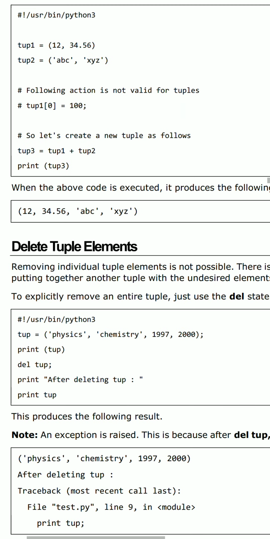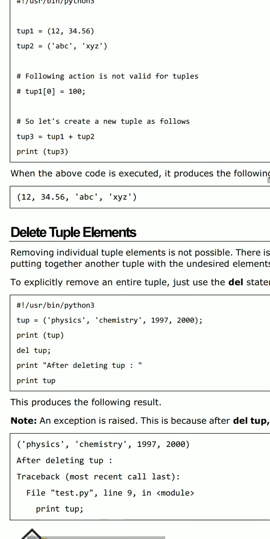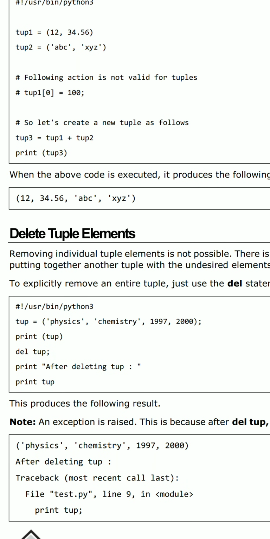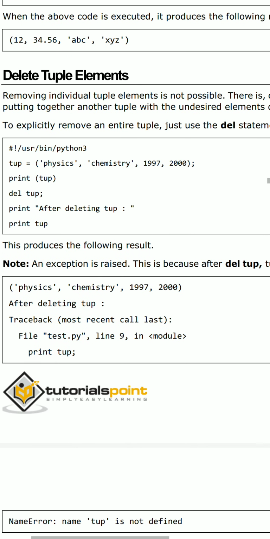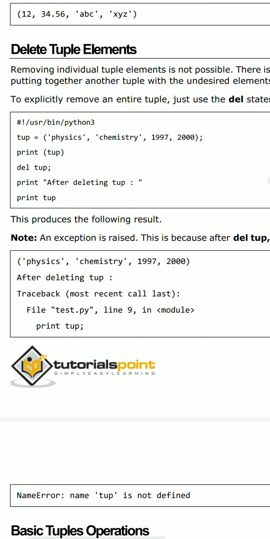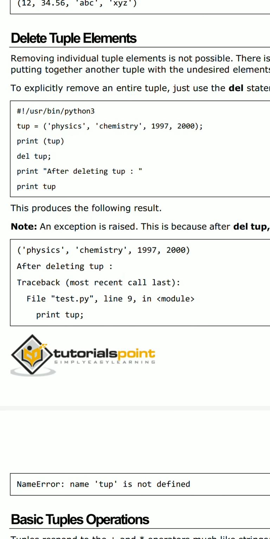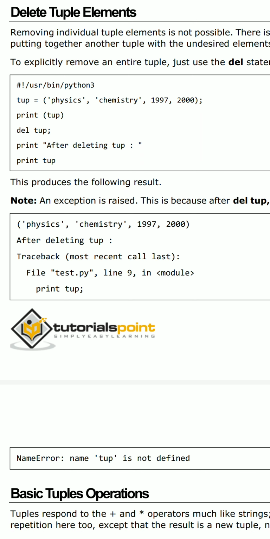So tuple 1 has the values 12 and 34.56, and next tuple 2 has two values, so all four values are printed onto the output screen. So this is about updating values in tuples. And next we have another concept in the tuple, which is deleting tuples. How do we delete tuples? Here I consider the program. I have a tuple with the values physics, chemistry, 1997 and 2000, and then here I am printing the tuple. So all the values are printed accordingly.